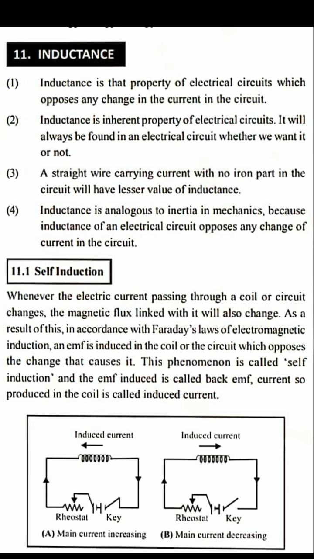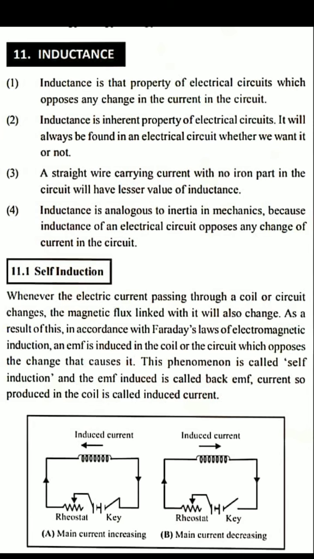And the device used inside the electric circuit which opposes a change in the current is called an inductor. Inductance is the inherent property of the electrical circuit. It will always be found in an electrical circuit whether we want it or not. Inductance is analogous to inertia in mechanics, because inductance of an electrical circuit opposes any change of current in the circuit. Okay. Now, depending upon this opposition, the induction processes are of two types.